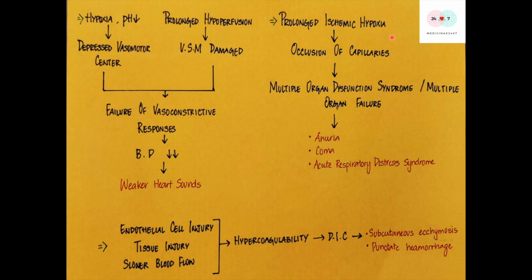Prolonged ischemic hypoxia leads to occlusion of the capillaries due to DIC or disseminated intravascular coagulation. Occlusion of capillaries due to disseminated intravascular coagulation or increased stasis of blood leads to multiple organ dysfunction syndrome or MODS. It's also known as multiple organ failure syndrome or MOFS. It is primarily characterized by anuria, coma, and acute respiratory distress syndrome. The primary manifestations of DIC are subcutaneous ecchymosis and punctate hemorrhage.